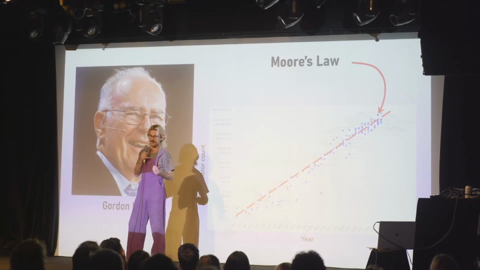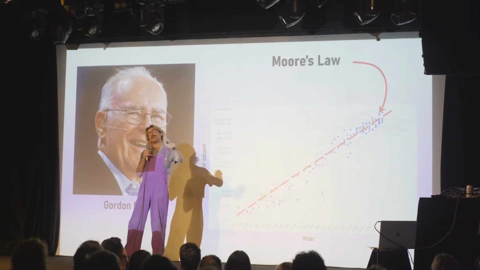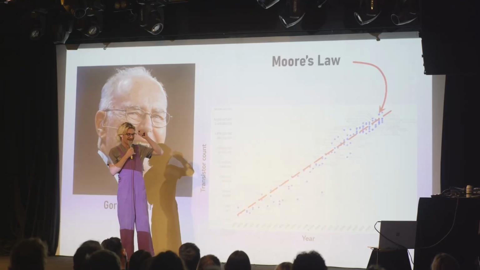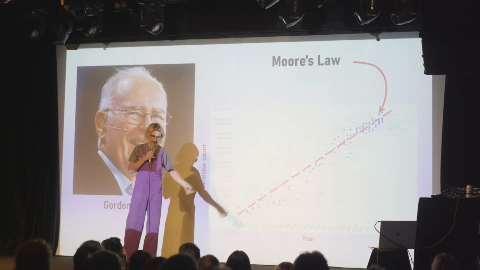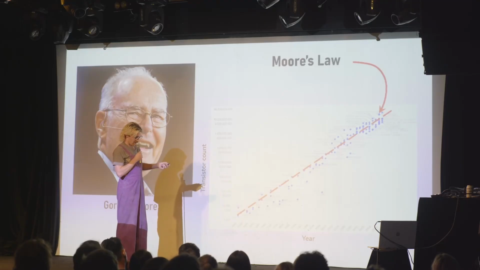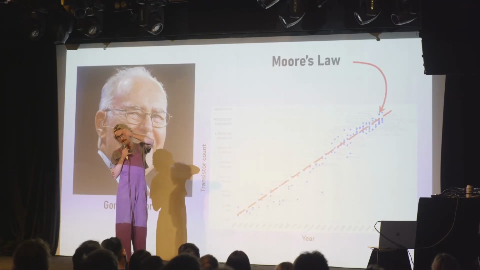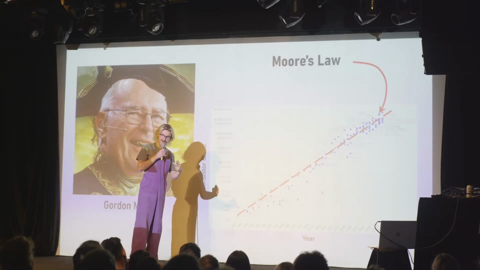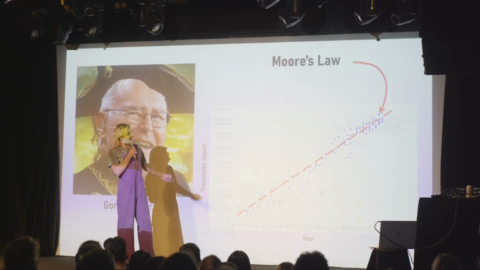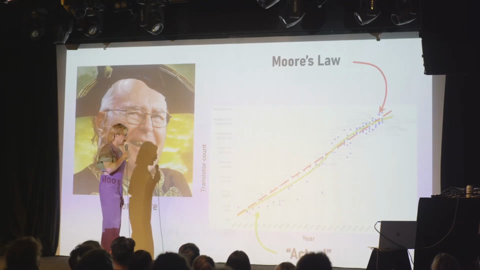Because scientists are tryhards, and we decided to try and keep up with this law. And we did, and it kind of became a self-fulfilling prophecy. However, you may notice that it is not quite a perfectly straight line, because these are more guidelines than actual rules. And the actual stuff looks something a little bit like this.